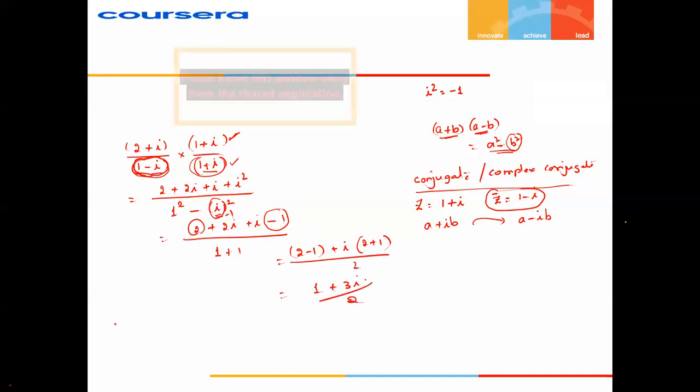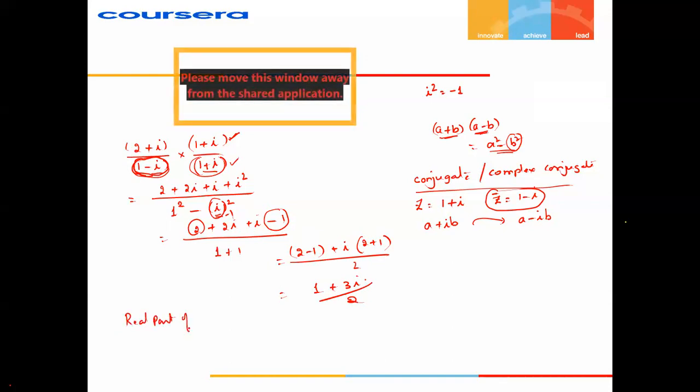This is now the same question we can be asked: what is the real part of (2 + i)/(1 - i)? That means first we have to go for division. First we have to identify the conjugate of the denominator, multiply numerator and denominator by the same, and do this. Finally, we'll get this. Then what is the real part of this?